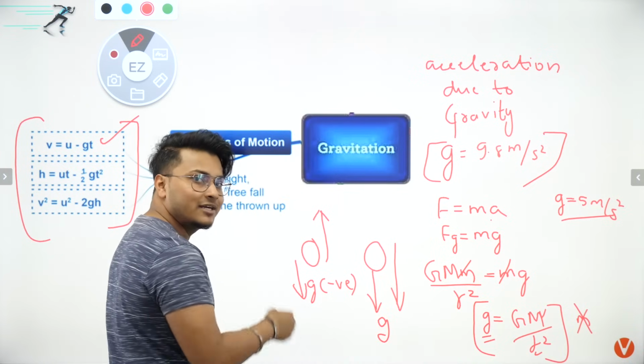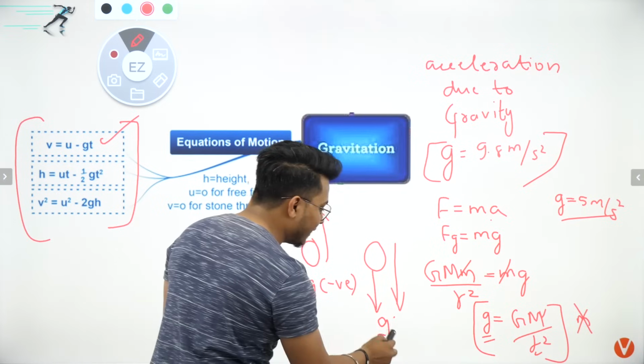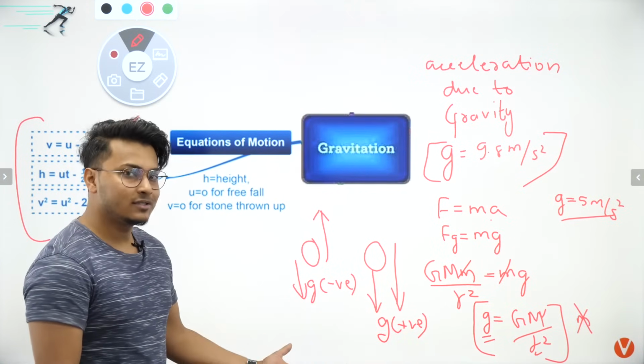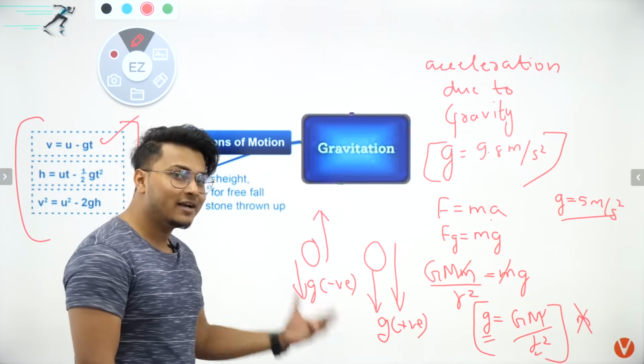Since the motion of the object and g are both in the same direction, I'll take this as positive. So this is the common mistake which we all make, guys. So I would like all of you to pay complete attention here.